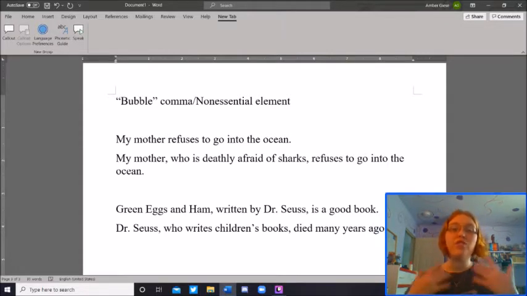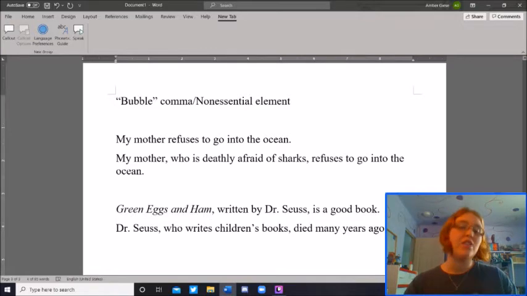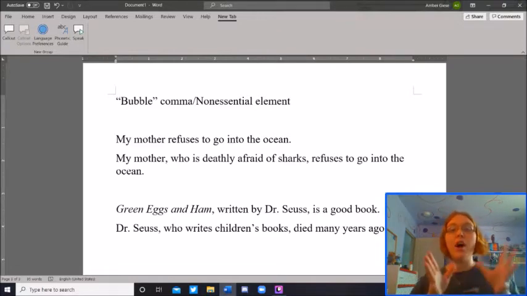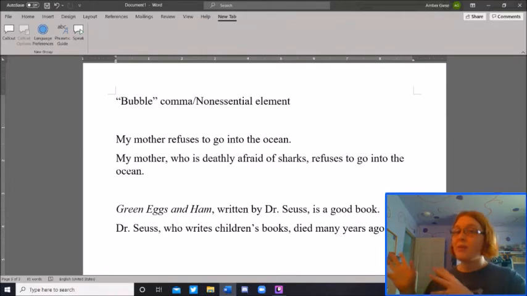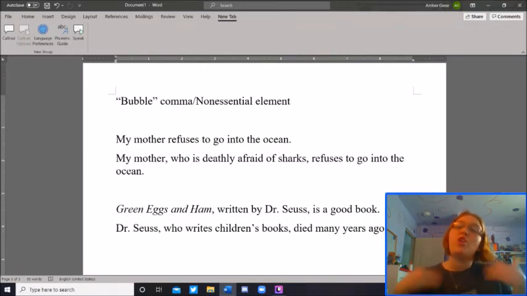It usually gives extra information. So let's say we have a book title and we have to say who it's written by, making sure that there's a credential there. Green Eggs and Ham, written by Dr. Seuss, is a good book. It has the title, it has the author's name, and then all of a sudden you can say whatever you want about the book. Or Dr. Seuss, who writes children's books, died many years ago, explaining who that person is that you're talking about.